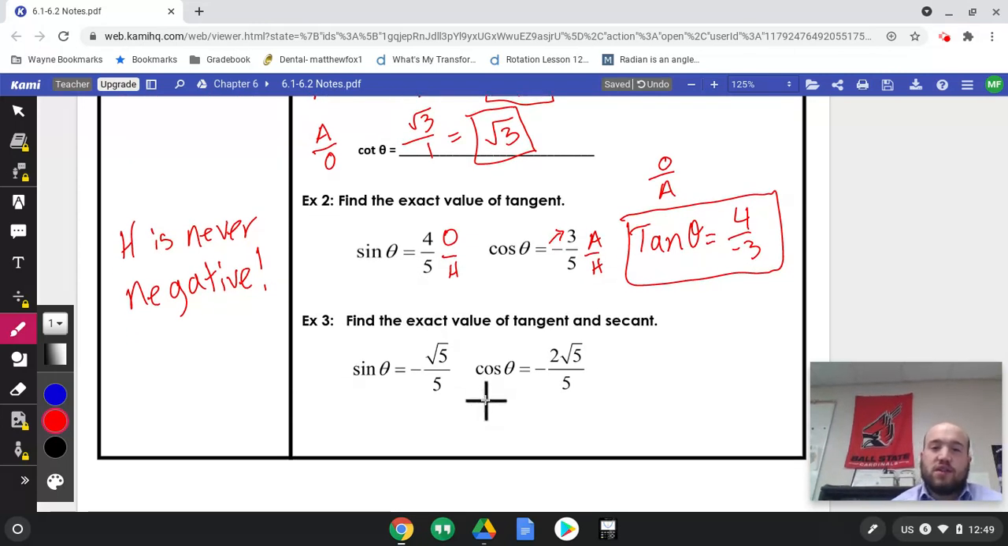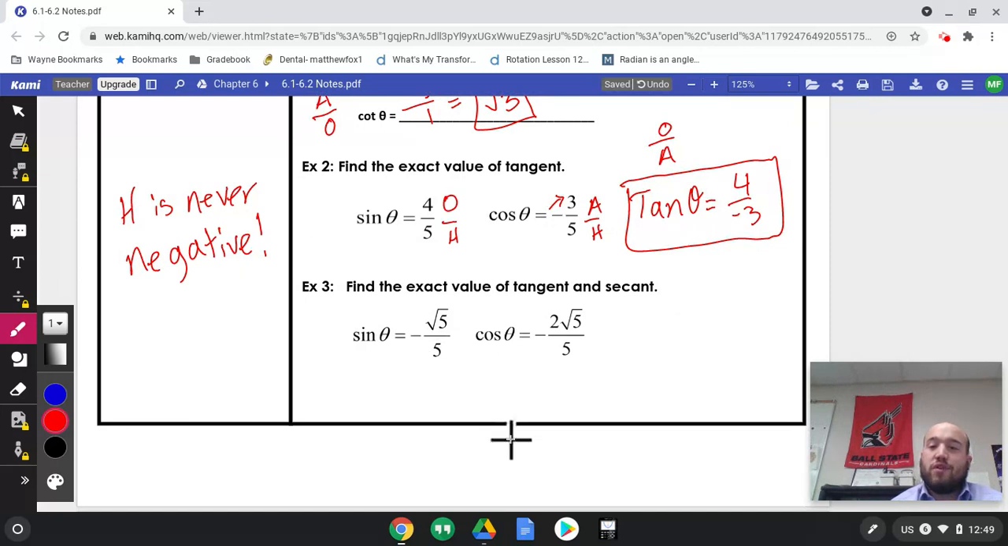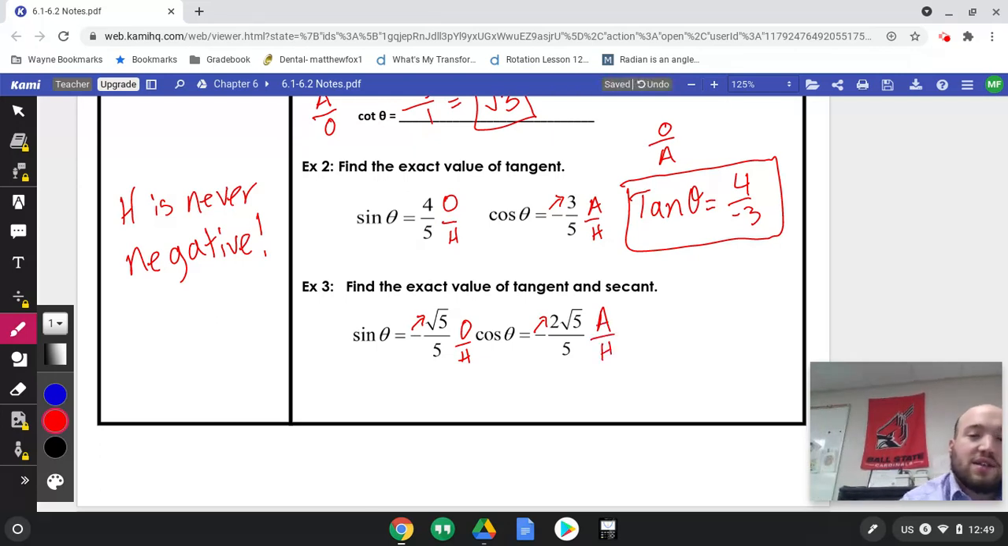Now this final one here on the front side, same approach. They give us sine and cosine again. This time there's a negative on both of them. We know that negative can't go with the hypotenuse, so it has to go with the O. It has to go with the A. Now from here, we are asked to find both the tangent of theta and the secant of theta. So once again, tangent of theta, you guys know that one, TOA, O over A. So to find this one, O is negative square root of 5 over A is negative 2 square root of 5.